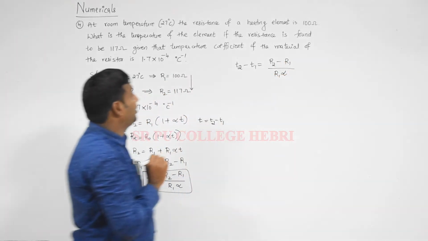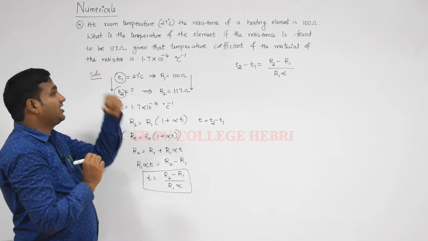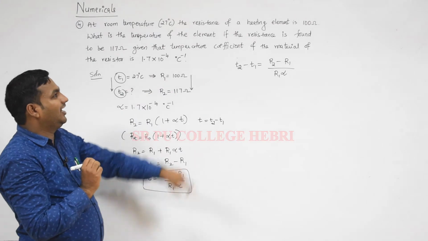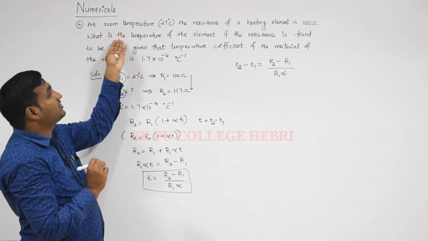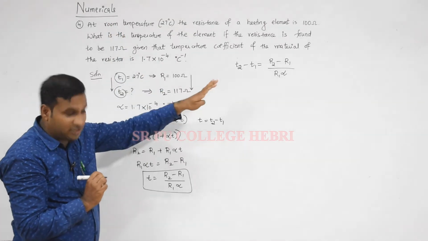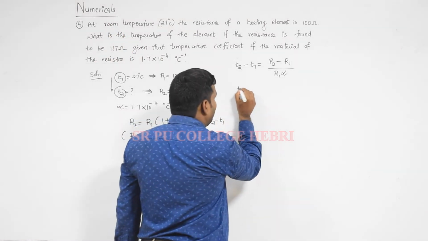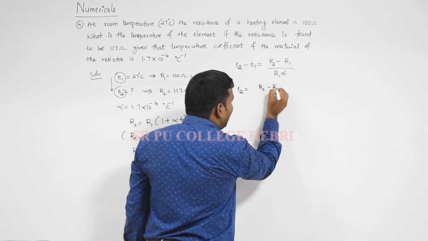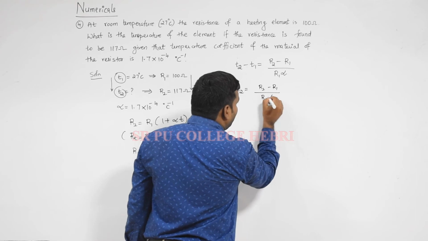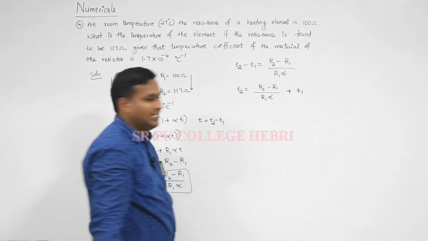Here what I need is, they ask: if the resistance is found to be 117 ohm, given the temperature coefficient of material of the resistor, what is the temperature of the element to get this resistance? That means I want to calculate T2. T2 is equal to R2 minus R1 divided by R1 into alpha, plus T1 taken to that side.